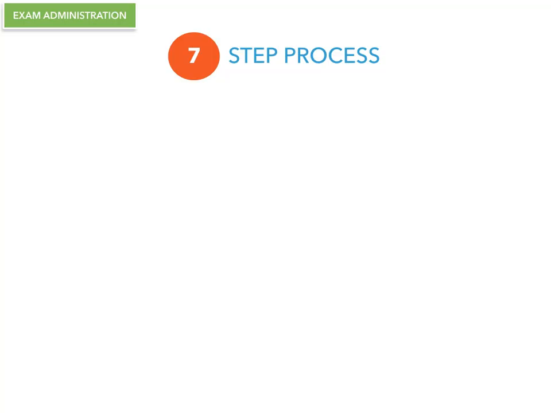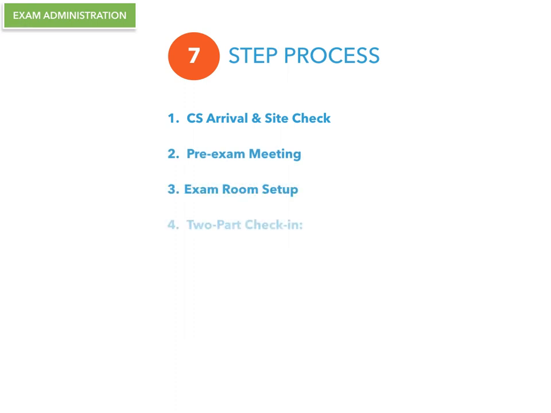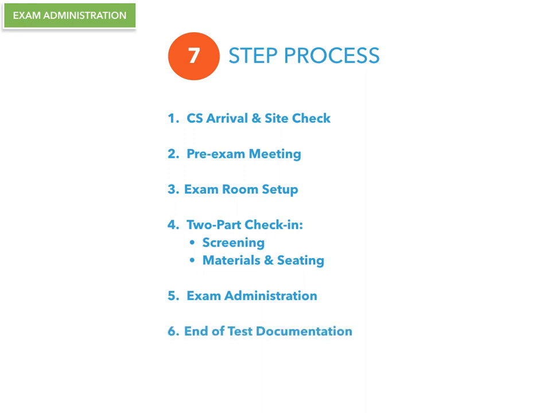There are 7 steps in the exam administration process. They are CS arrival and the initial site check-in, the pre-exam staff meeting, exam room setup, the two-part check-in process consisting of candidate screening followed by assignment of materials and seating, administration of the exam itself, end of test documentation, and finally, packaging and release of materials. We will go through each of these steps in detail.